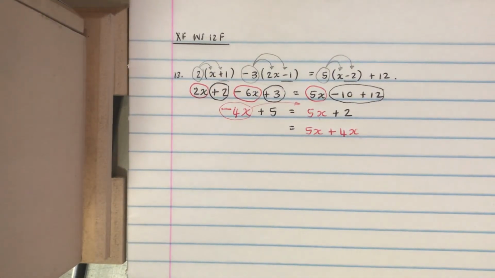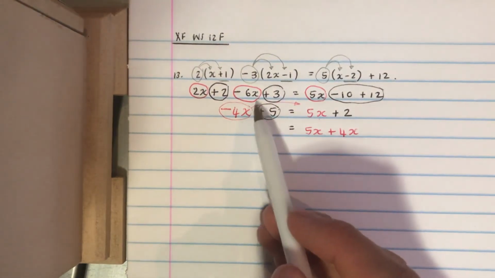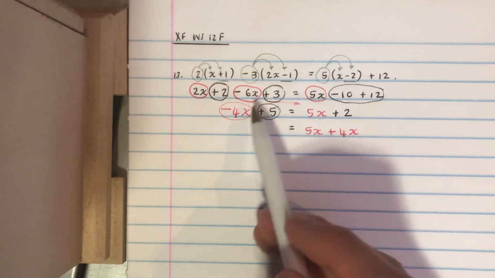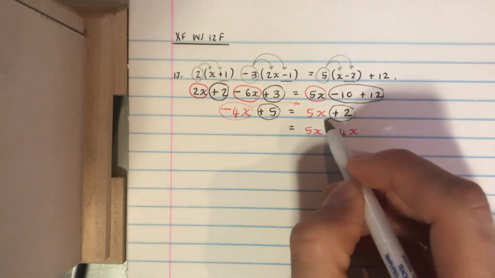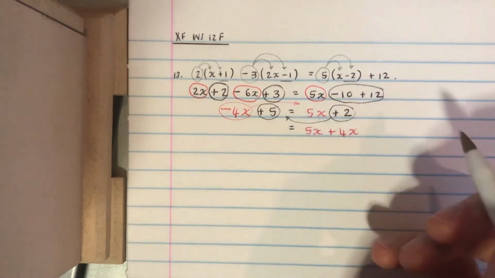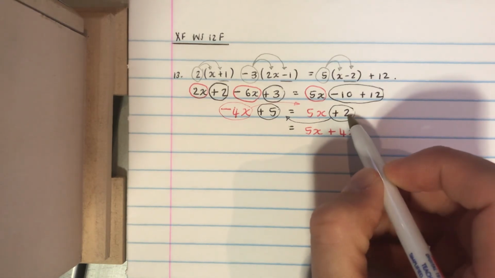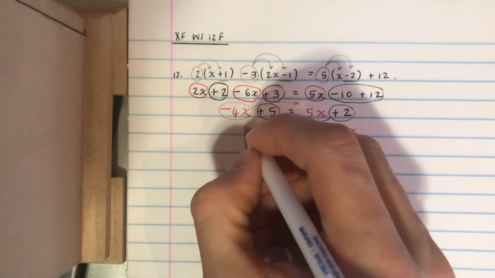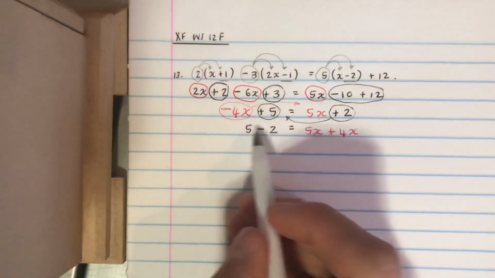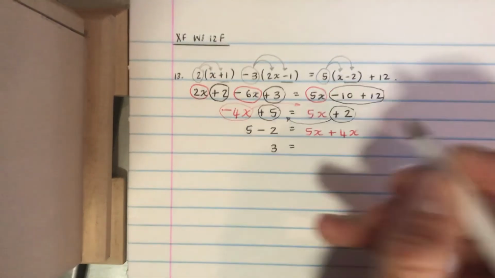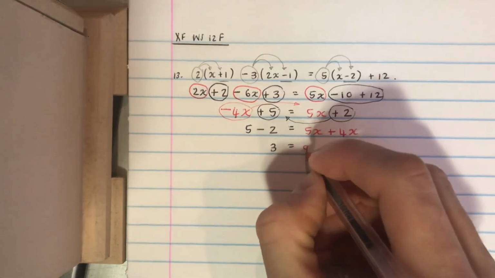On the left side, however, we have a positive 5 already. Now, because we moved all the x's to the right, we want all the constants on the left. So we're going to take this positive 2 and we're going to move it to the left. And what's going to happen? We take the inverse operation of positive, which is negative. So this left side will become 5 minus 2. And 5 minus 2, we know that's 3. And on the right side, we'll get 5x plus 4x is 9x.